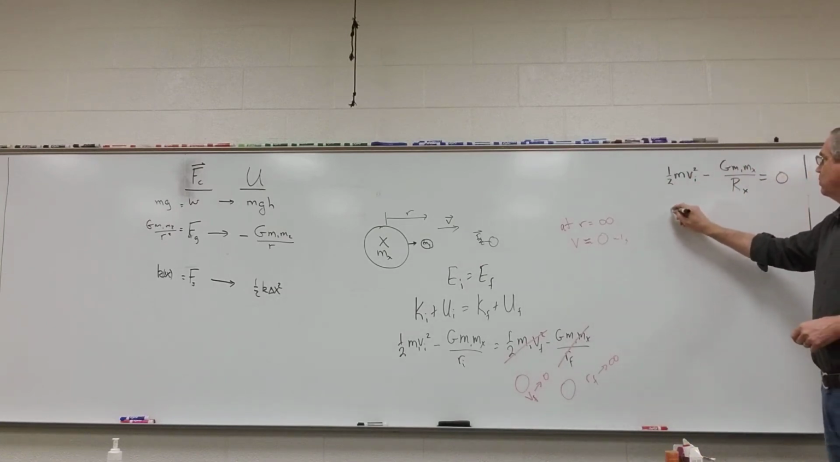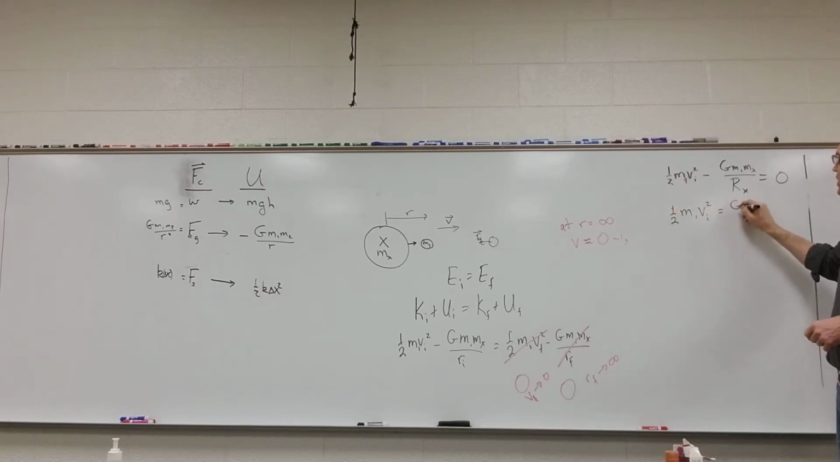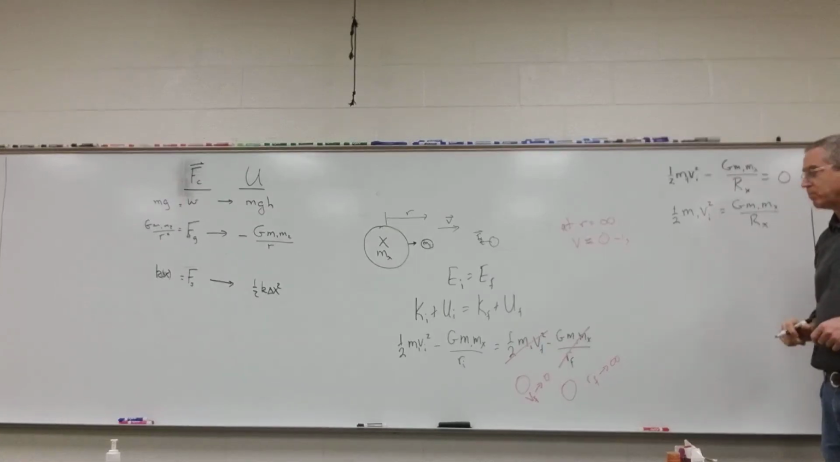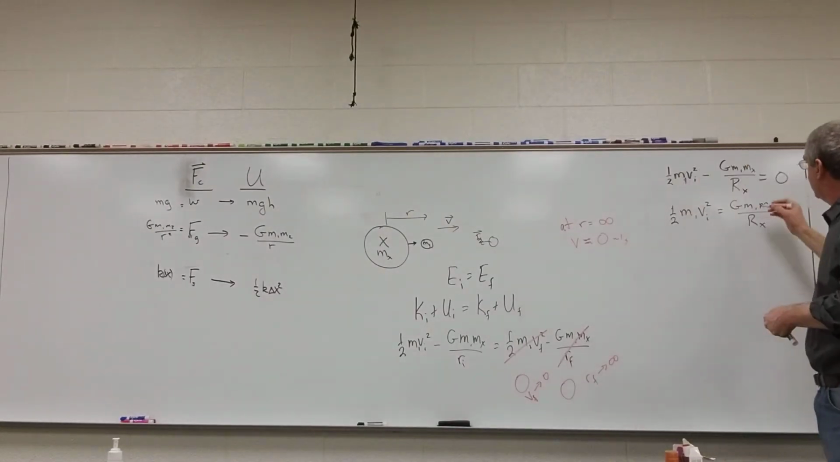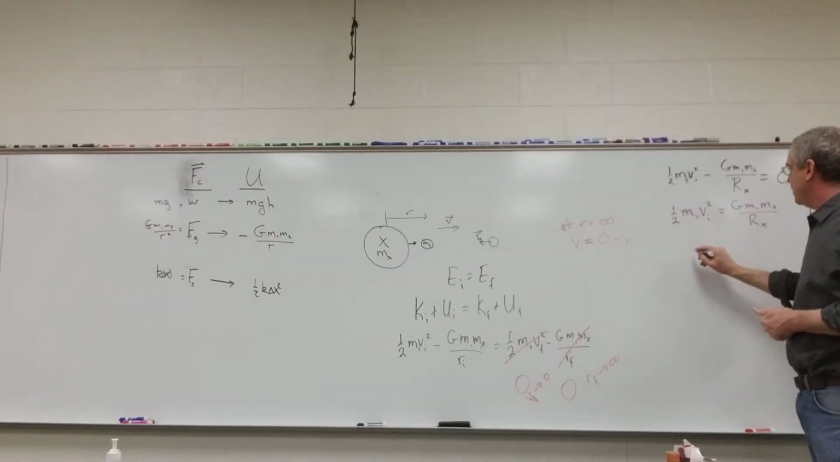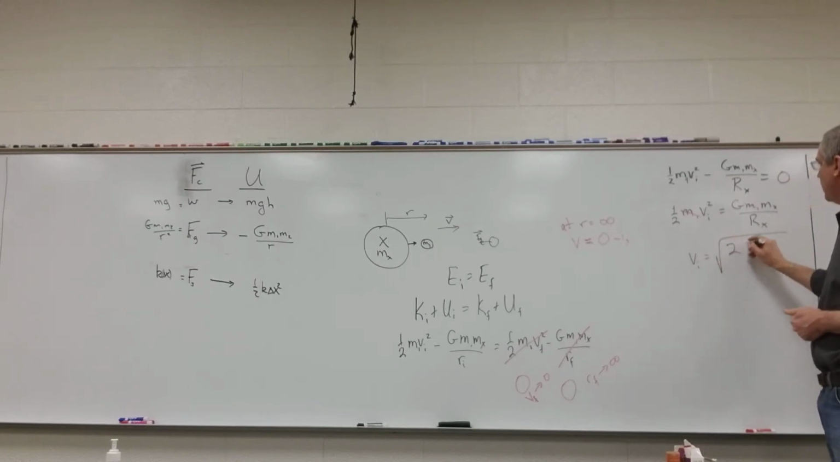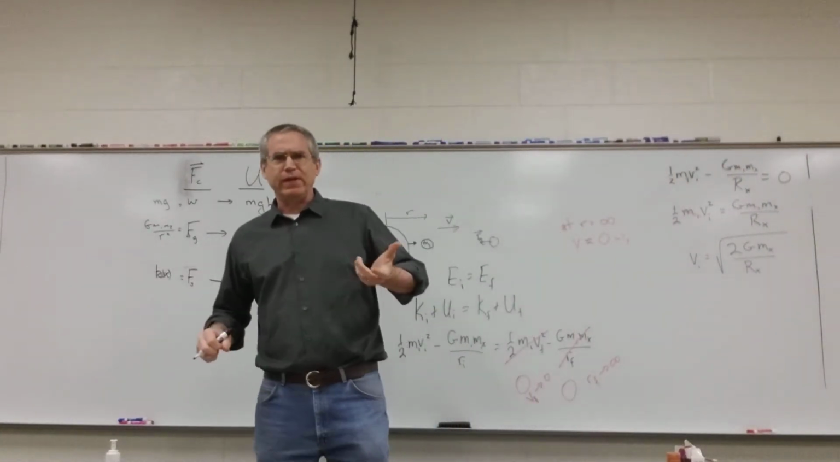In other words, and that's mass 1 there, 1/2 mass 1 Vi squared equals G mass 1 mass of the planet over Rx. Mass 1 cancels out. And what we're left with here is Vi is equal to the square root of 2 big G mass of the planet over radius of the planet. So we can now calculate theoretically what the escape speed is.